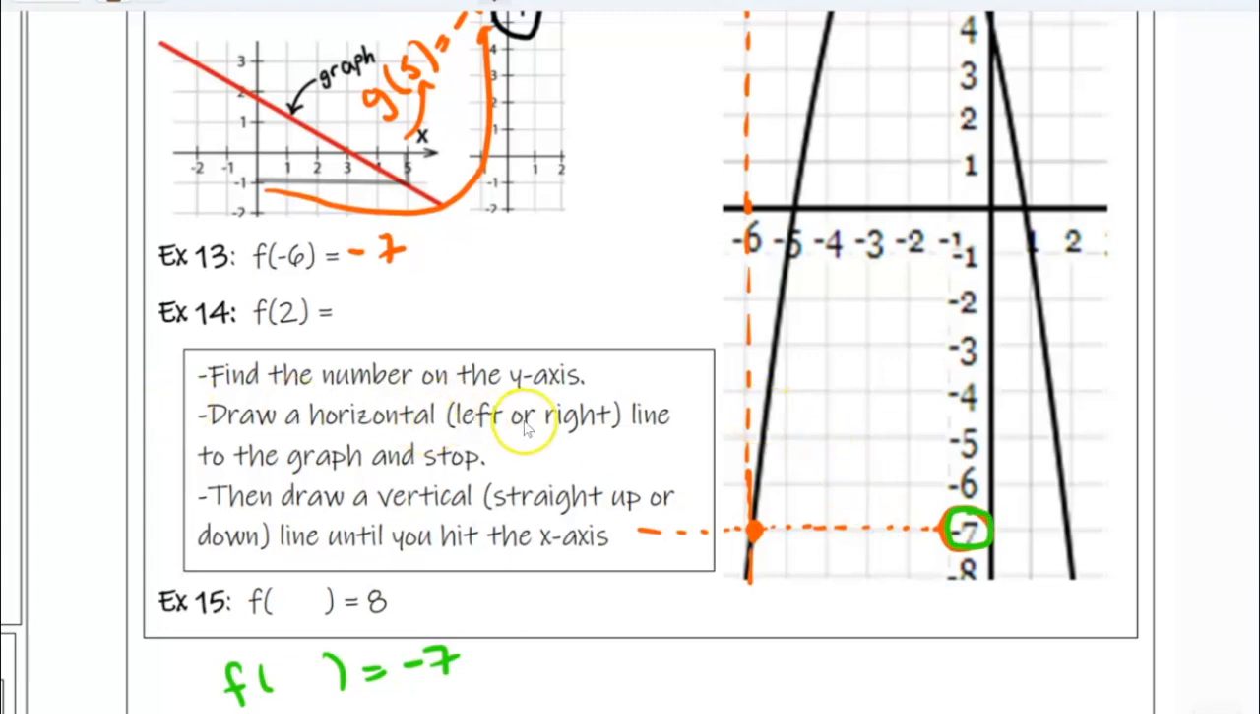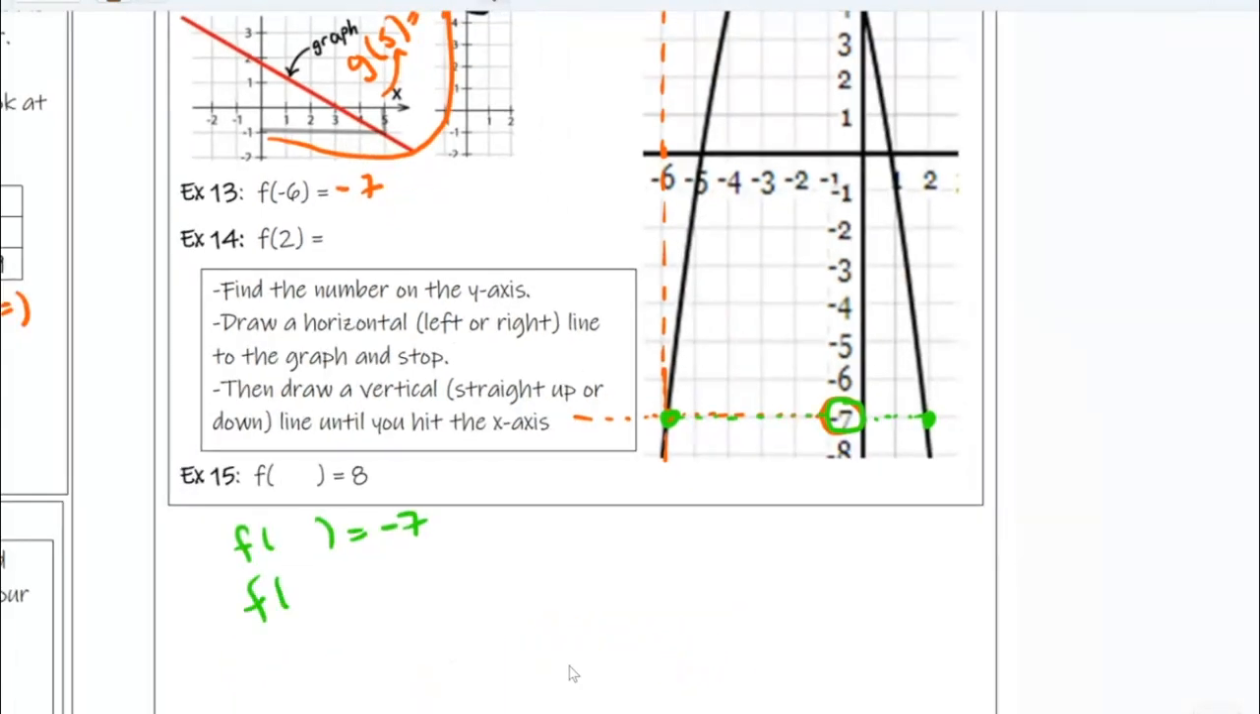Draw a horizontal line left or right. And again, oh, wait a minute. Actually, I'm going to do this. There's 2 outputs in this because I'm going to go right and hit something here, but I can also go left and hit something here. And that's okay. In this case, it means that there are 2 inputs. Okay, so this one output, y-axis, has 2 x values. Okay, which means it's not a function, but that's besides the point. So I'm going to actually write that. That's a good point to make. So there are 2 answers for this one.